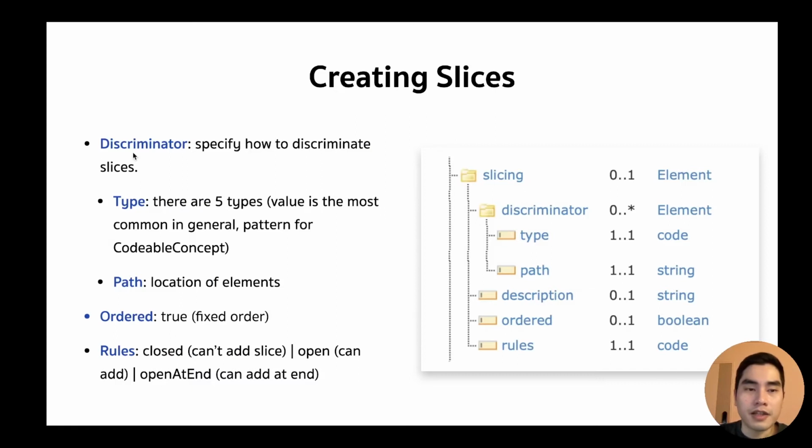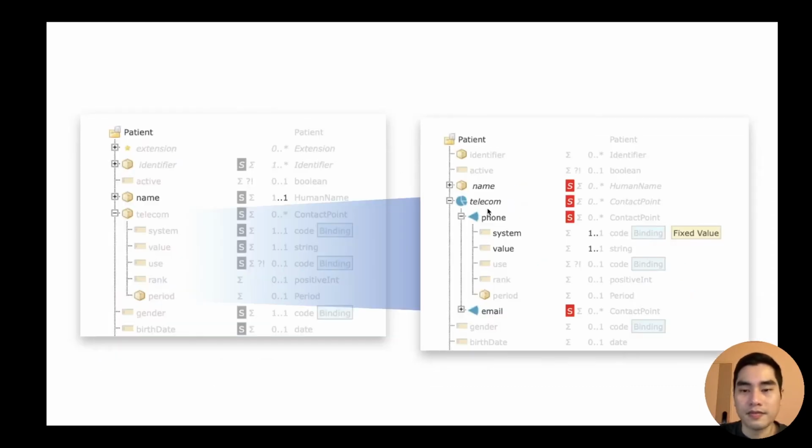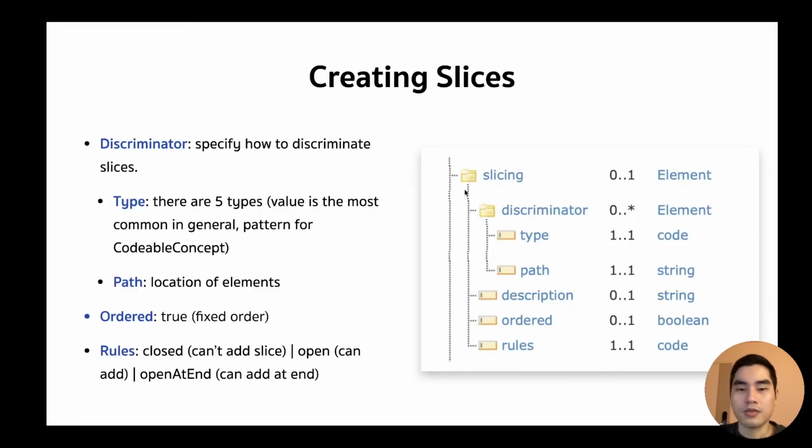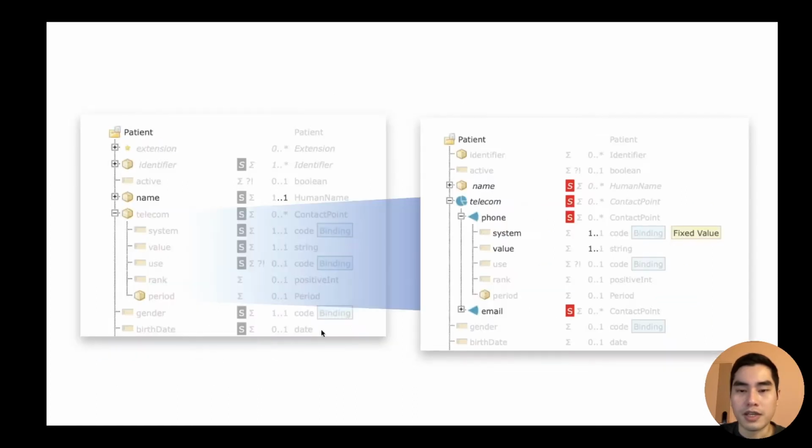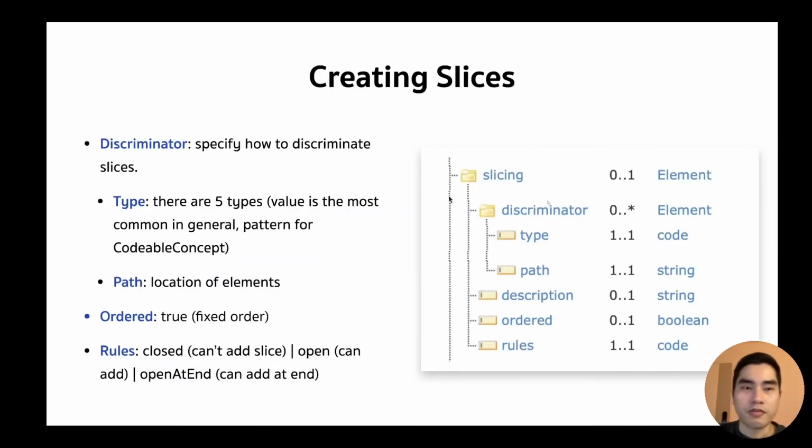So discriminator, this one is for specifying how to discriminate each slice. How can we know that this slice is a phone, this is another slice? So we use this discriminator element to do that. Order, this is a Boolean. If it's true, it means that the order of the elements is important. It must start with phone and then email. You cannot have email and then phone. It will fail the validation.